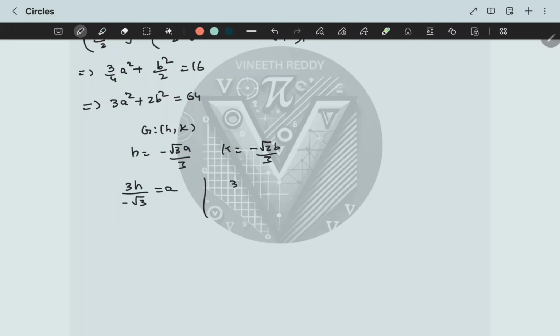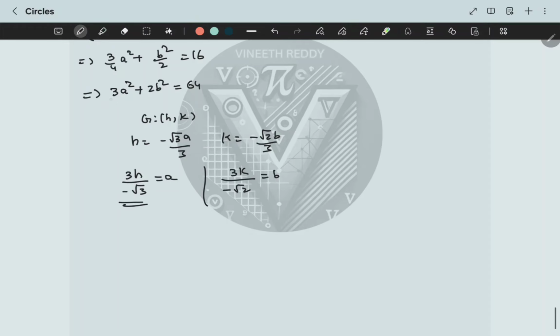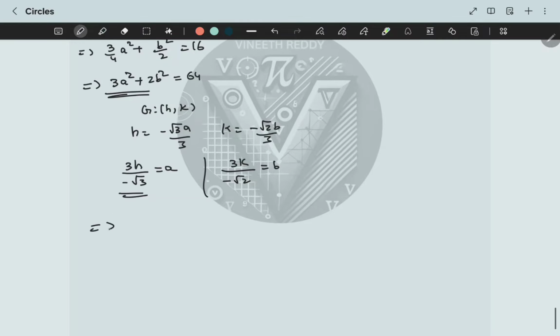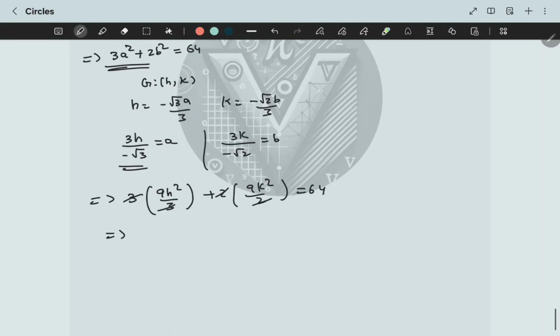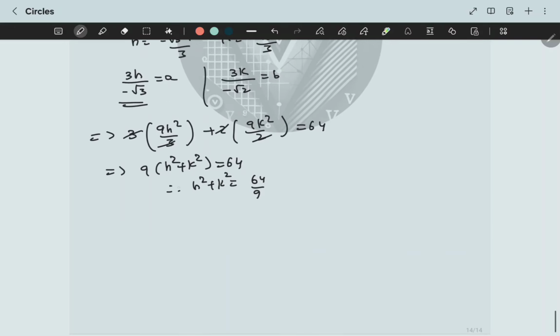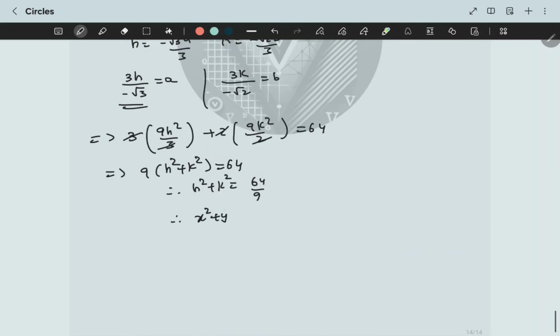We get the values of A and B. We'll just input these values in this equation, then we'll get the required locus. So 3 into A square should be 9 h square divided by 3, B square should be 9 k square divided by 2, and that should be equal to 64. So that's it, dear students. 9 times h square plus k square is equal to 64. Therefore, h square plus k square is equal to 64 by 9. Or the required locus is x square plus y square is 64 divided by 9.